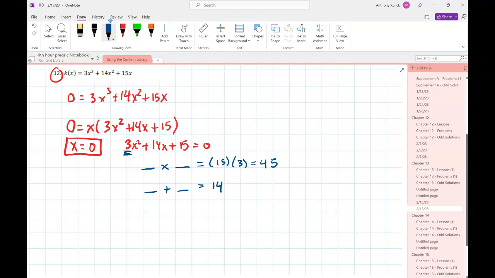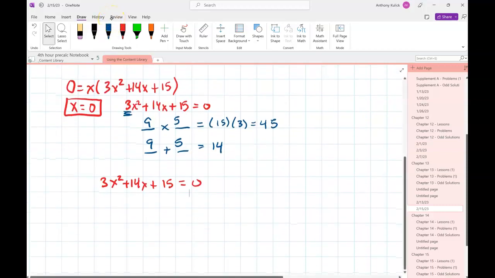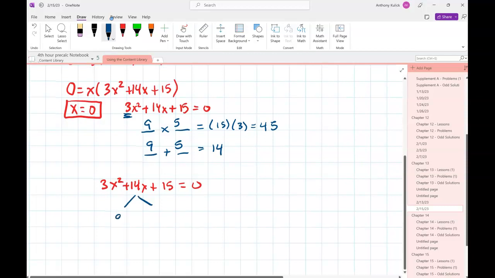Go through your times tables for 45. Anybody see yet? 9 and 5, there you go. Now, here's the catch, though. 9 and 5 don't take me to the factors. What 9 and 5 do in this situation is just tell me how to break apart that 14x.